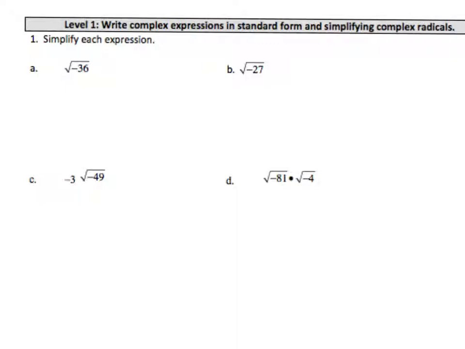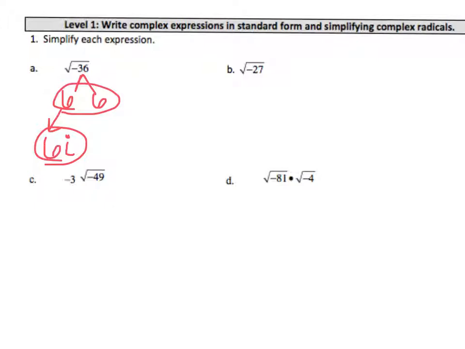So with the square root, I'm still going to break it down how I normally would into 6 and 6. And then since I have a pair here, I can take the 6 out. But because the 36 is negative, I'm going to have a 6, but I'm going to include an i in it to represent that it's imaginary.